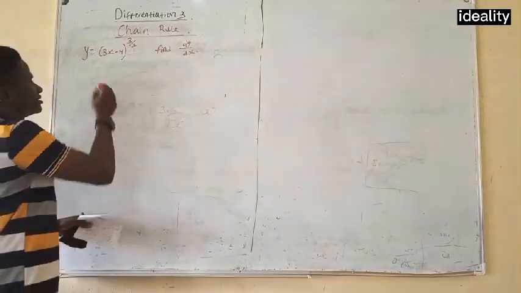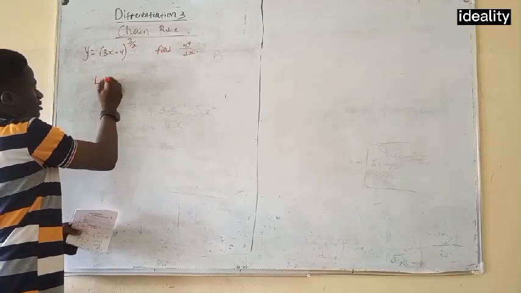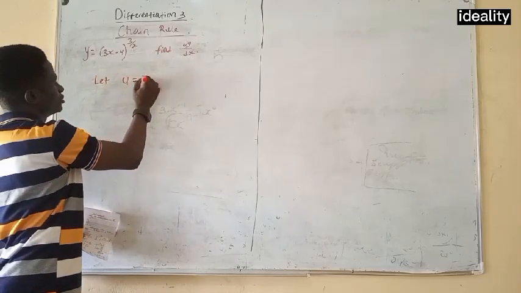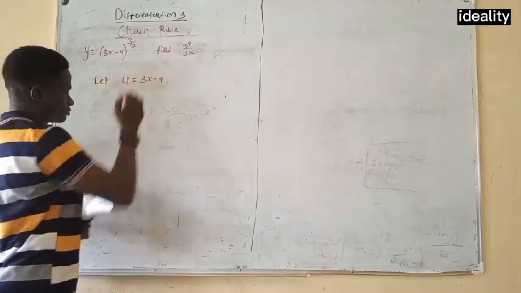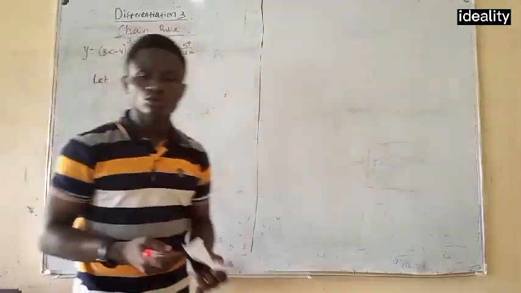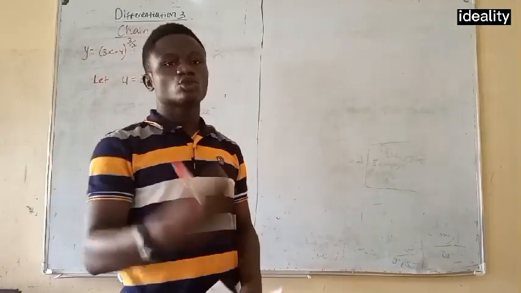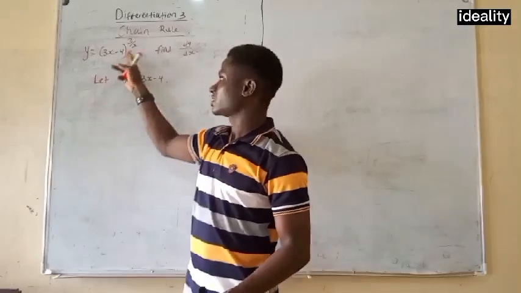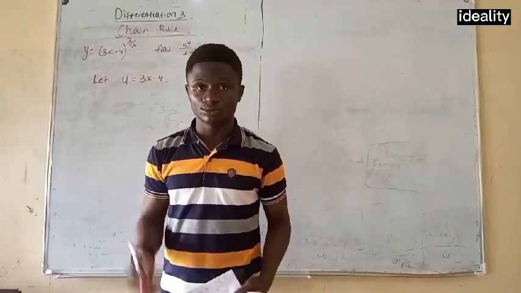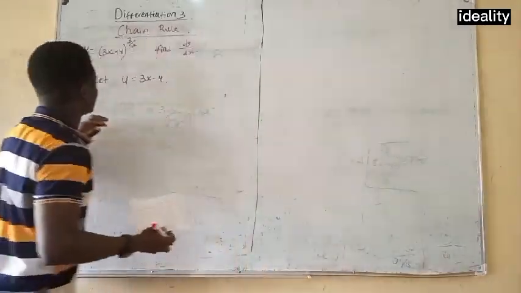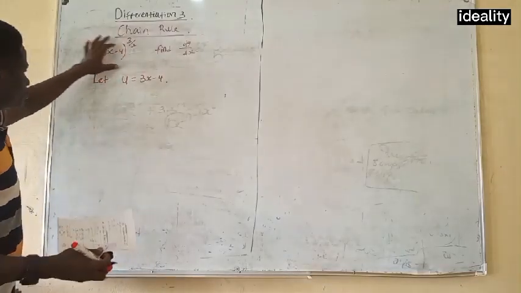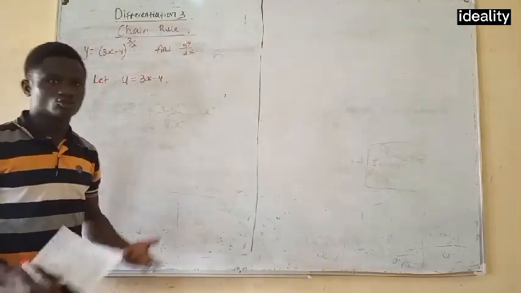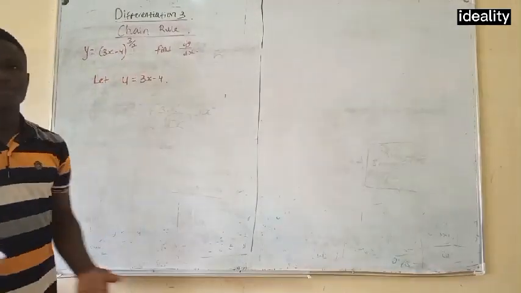So I will say let u be equal to 3x minus 4. Now in chain rule, whenever you are given questions like this and solving directly is not possible, you always represent the given variables as other variables. What do I mean by that?